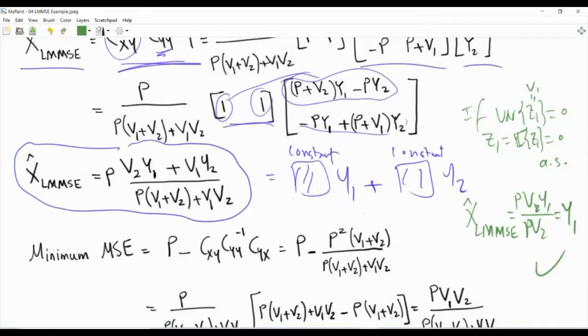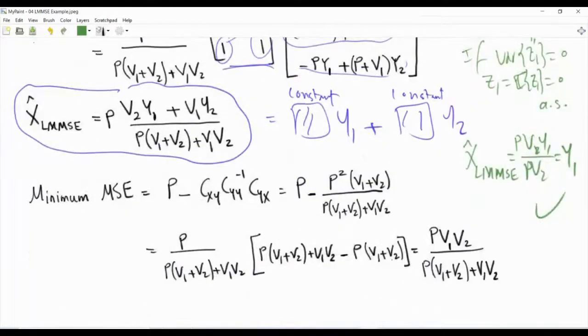So basically this is the special case. If V1 is 0, it means the first measurement is not contaminated. It's pure, it's X itself, and so your estimate here will be Y1. Just Y1 is equal to X in that case.